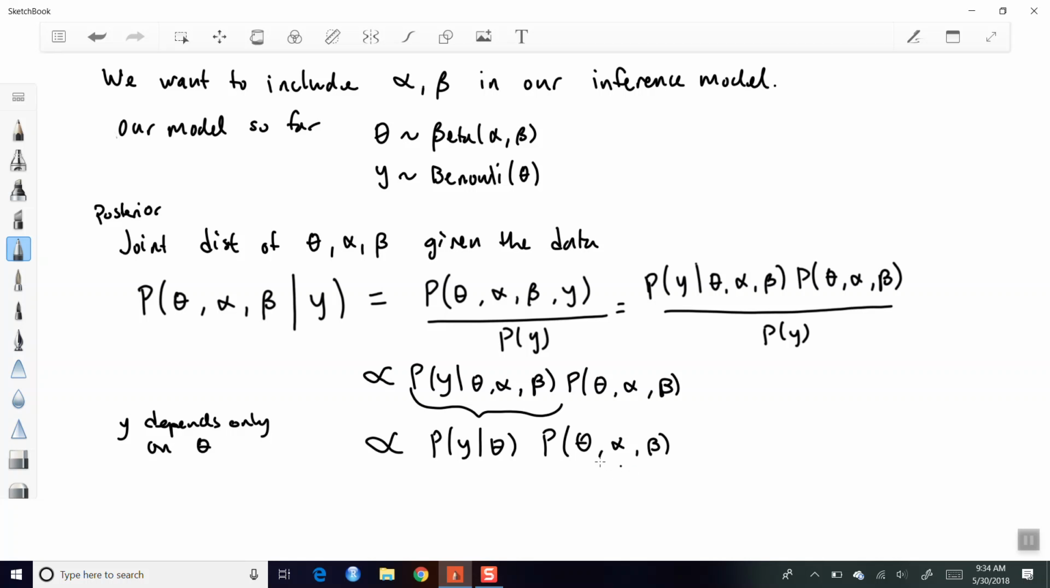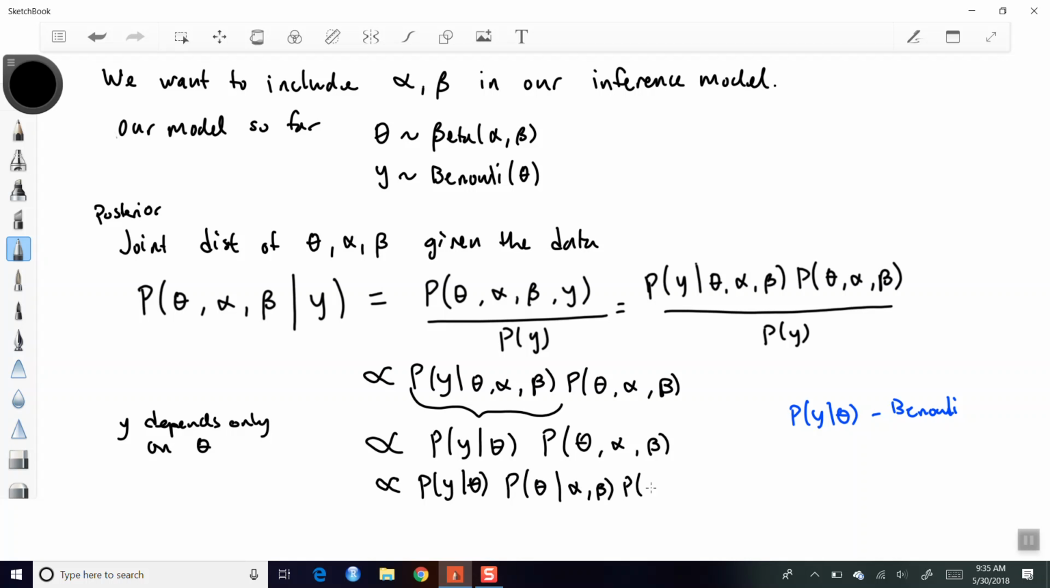And then here, I'm going to factor this out. So keep in mind, the probability of y given theta is just a Bernoulli. And if we think about the joint distribution of theta and alpha and beta, I could say this is going to be the probability of theta given alpha and beta, times the probability of alpha and beta. When you have a joint distribution, you can factor it into a product of one thing and a conditional distribution. So this is just using conditional probabilities.